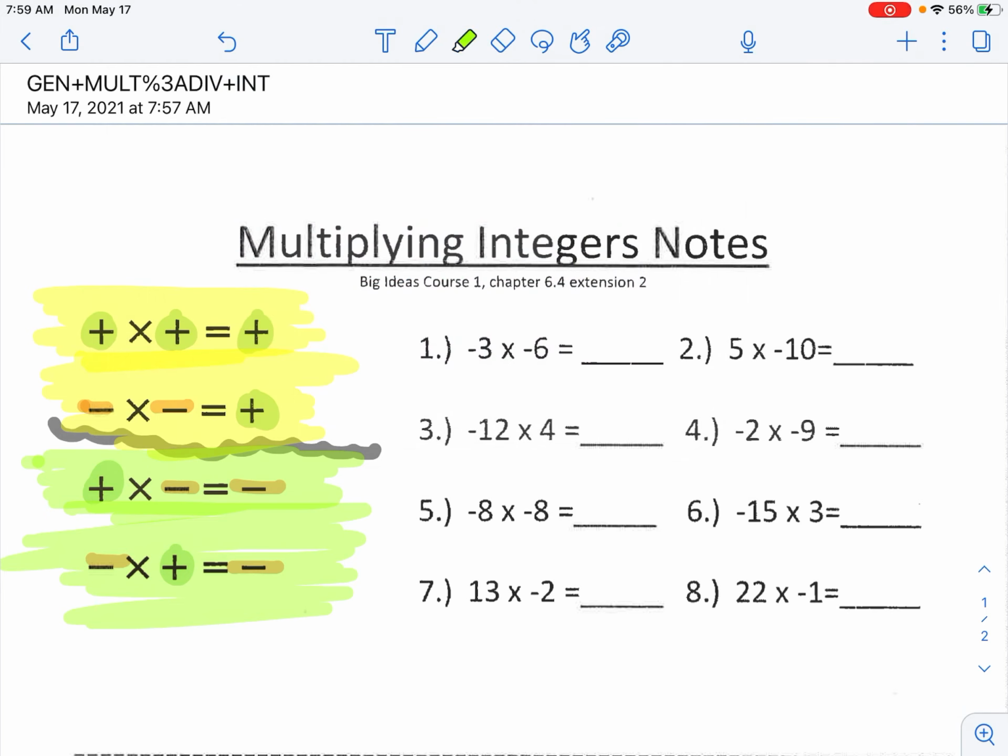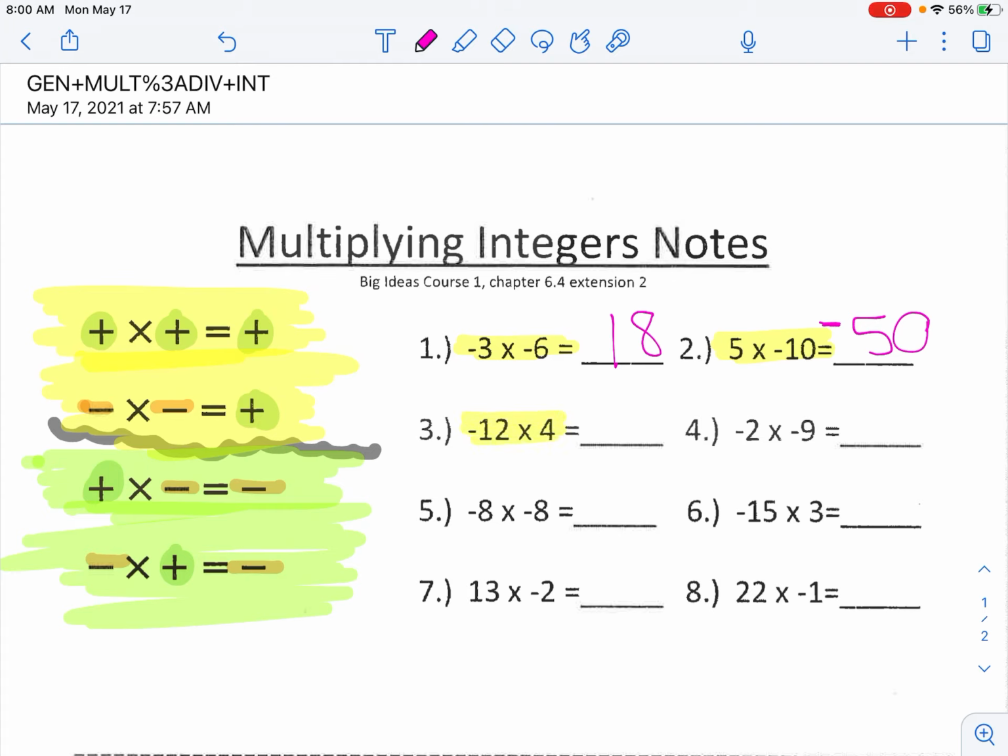So let's take a look at our first problem. We've got -3 times -6. Well, I know 3 times 6 is 18, and now I'm going to go to my rules. That looks like rule number 2, negative times negative equals positive. Remember, if it's a positive answer, we don't put the plus sign in front of it. We just don't put anything, and we know that's a positive number. Number 2, 5 times -10. This is multiplying a positive times a negative. I know 5 times 10 is 50, and this looks like rule number 3. Positive times negative equals negative, so that would be -50.